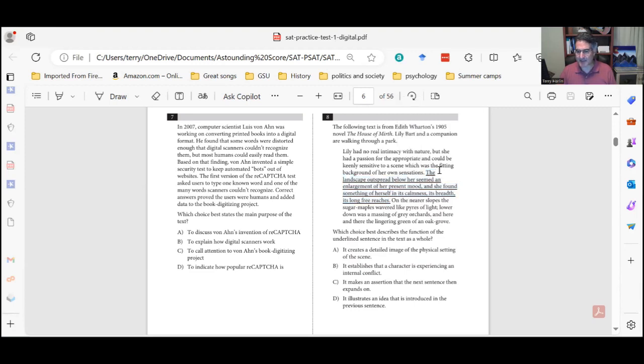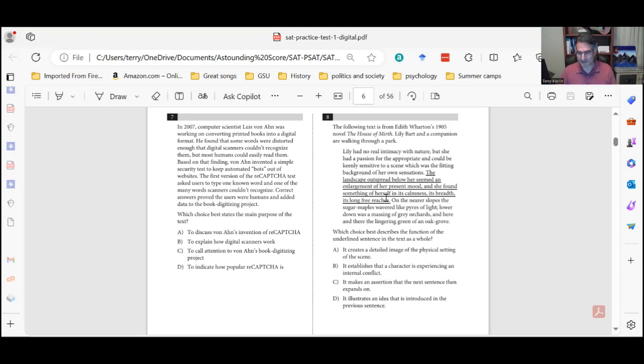The landscape outspread below her seemed an enlargement of her present mood. Okay, already we got two parts to this. We've got this landscape and we've got her mood. So outspread below her, the landscape basically spread out below her seems like her mood, like the landscape is part of her mood. And she found something of herself in its calmness, its breath, its long free reaches.